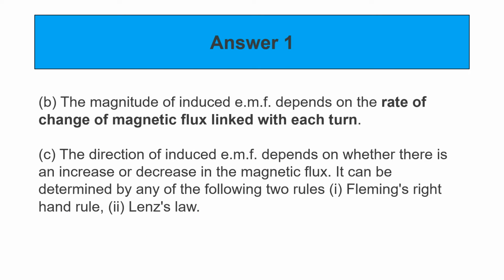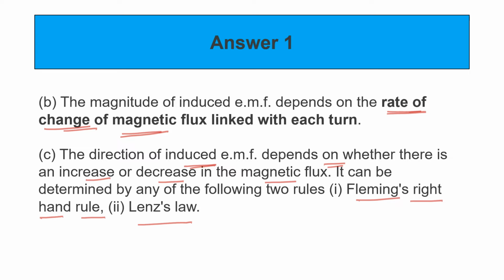Answer for B part is the magnitude of induced EMF depends on the rate of change of magnetic flux linked with each turn. Answer for C part, the direction of the induced EMF depends on whether there is an increase or decrease in the magnetic flux. It can be determined by any of the following two rules: Fleming's right hand rule and Lenz's law.